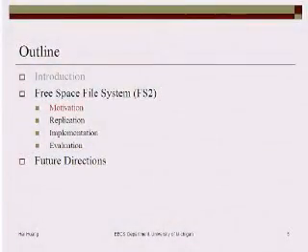So here is the outline for the presentation. I'm going to spend most of my time talking about the free space file system. And towards the end of the talk, I'm going to briefly highlight some future directions.